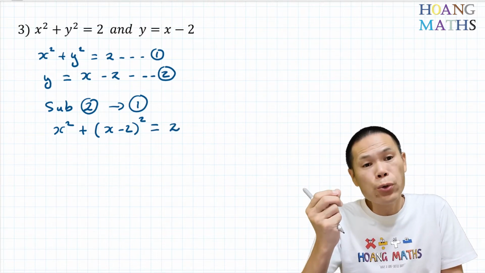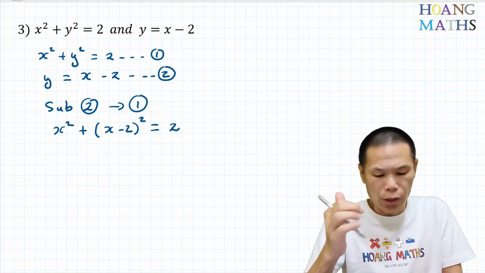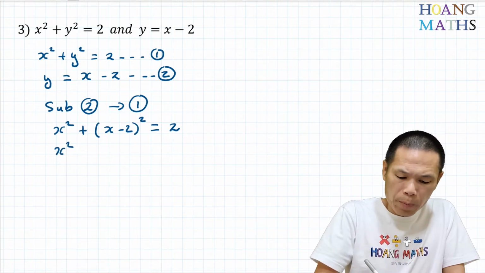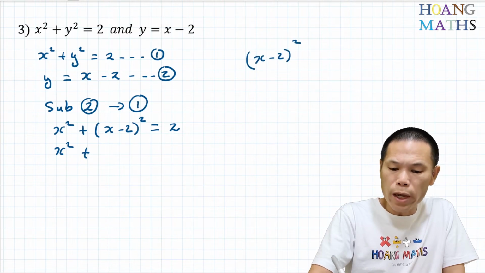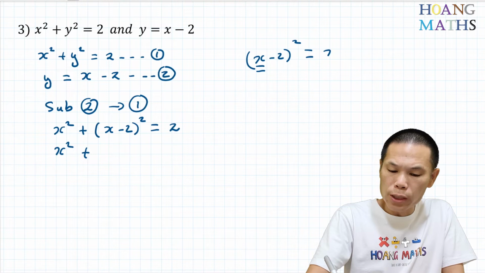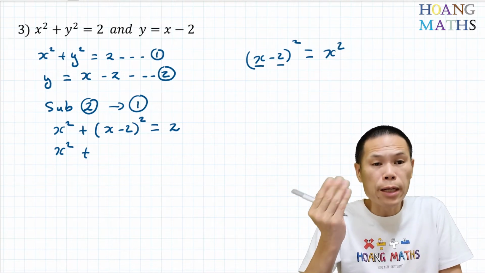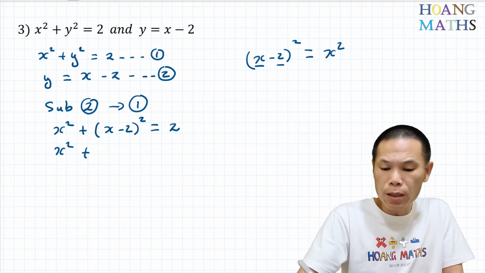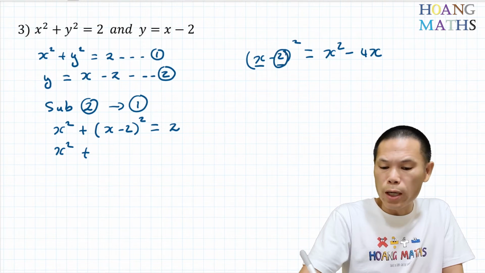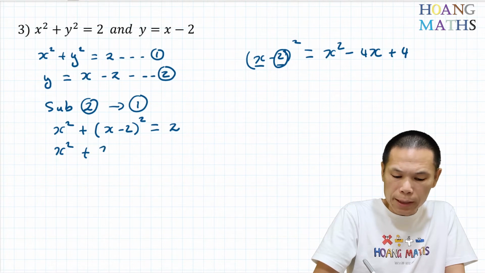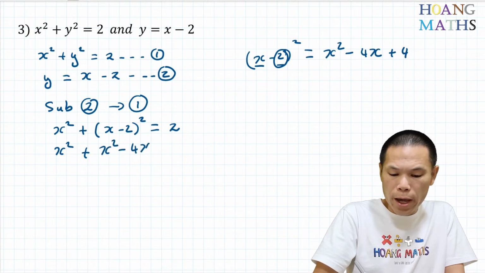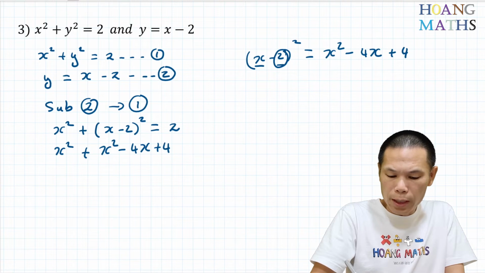Now what I need to do is expand the equation. So x squared plus, to expand this (x minus 2) squared, we square the first term, which is x squared. Then x times negative 2 gives negative 2x, and I double it, which gives minus 4x. Then we add 2 squared, which is 4. So that becomes plus x squared minus 4x plus 4 is equal to 2.